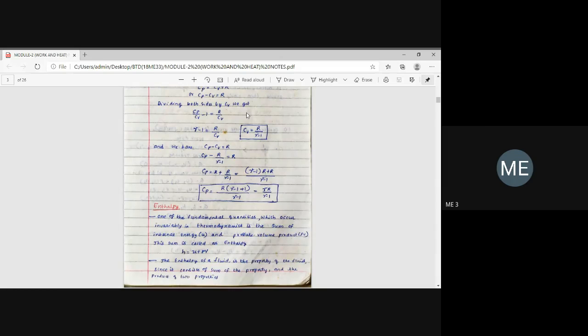Cp minus Cv equals R, dividing each term by Cv. What will we get? Cp by Cv minus Cv by Cv, which is nothing but 1, equals R divided by Cv. So Cp by Cv is gamma, gamma minus 1 equals R by Cv. From this, you have to find the expression for Cv: Cv equals R divided by gamma minus 1. Understood this one? Any doubts? So this is the relationship between Cv, R and gamma.